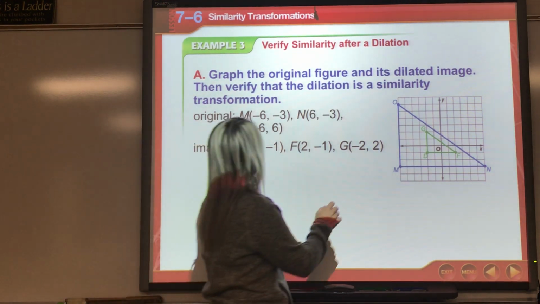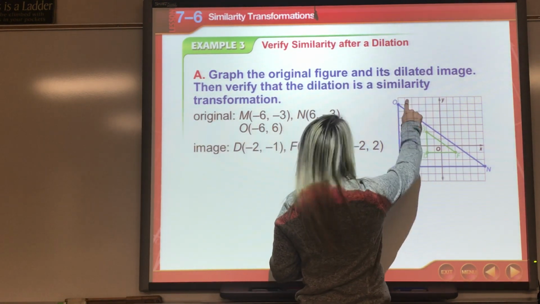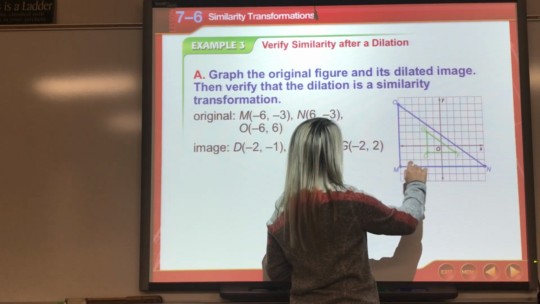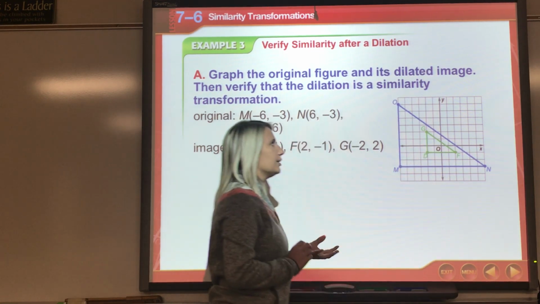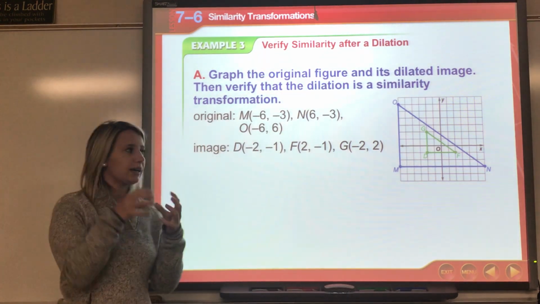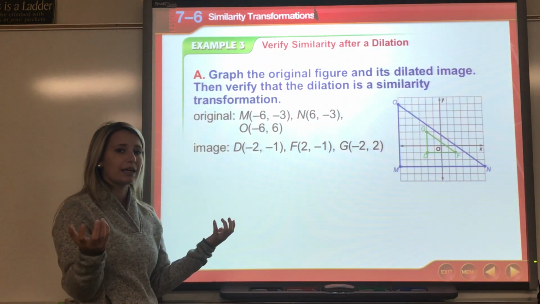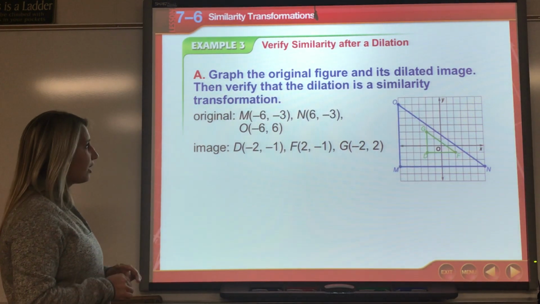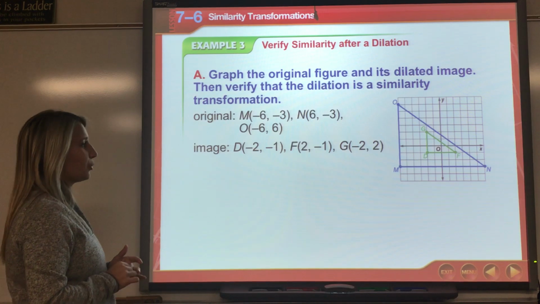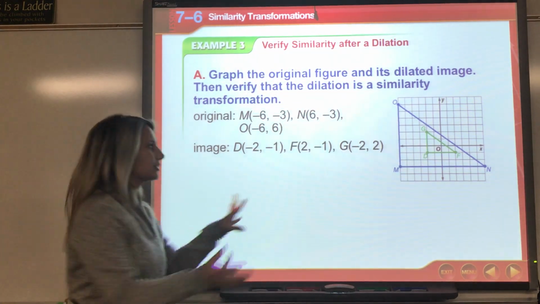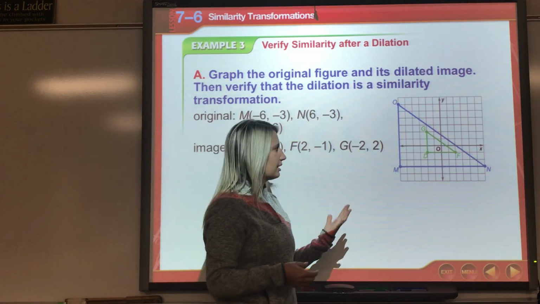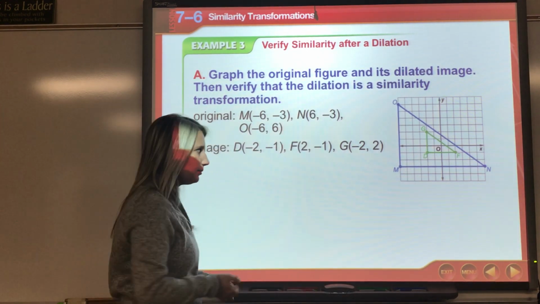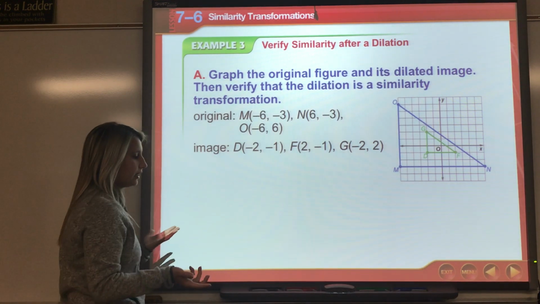So we're starting with this figure M, N, O, this triangle, and then our dilated image is D, F, G. So we're starting with this big one, getting down to that smaller one, so it looks like this is going to be a reduction. But we have to verify that it's a similarity transformation. So what that's saying is, yes, this blue triangle is bigger, and this green triangle is smaller, but are they similar triangles? Okay, so this is how we're going to solve it.